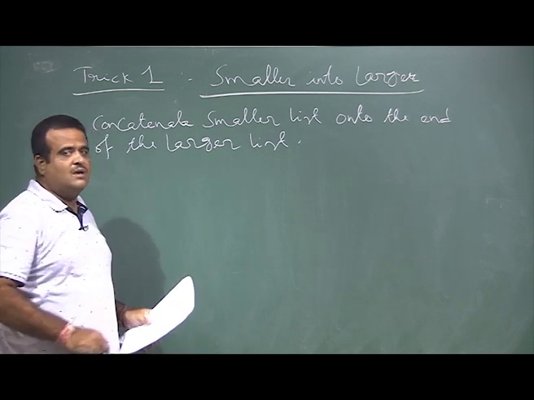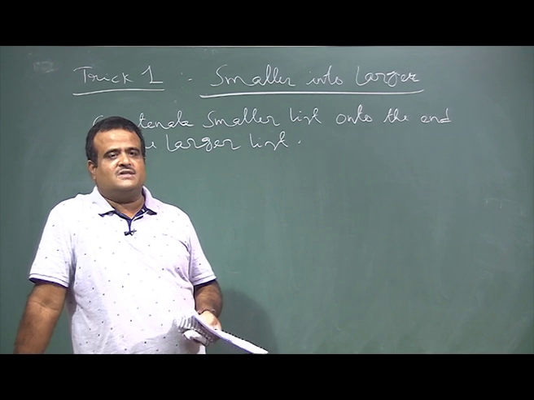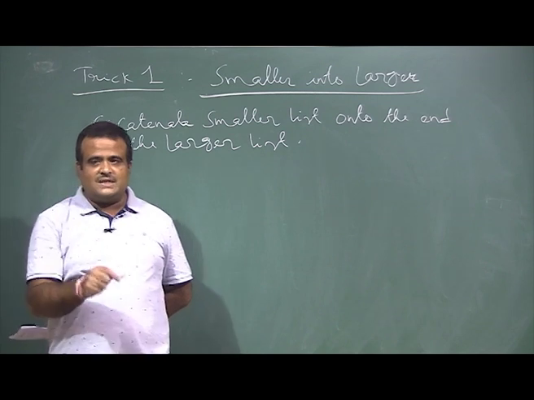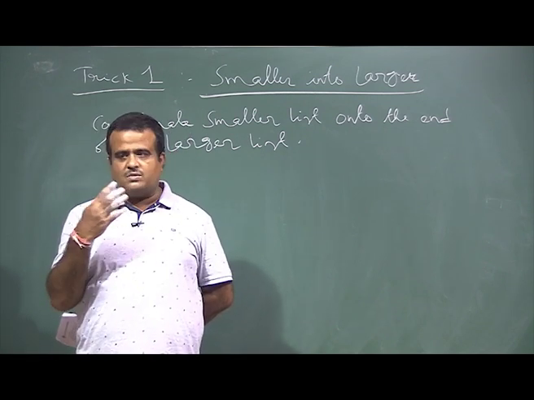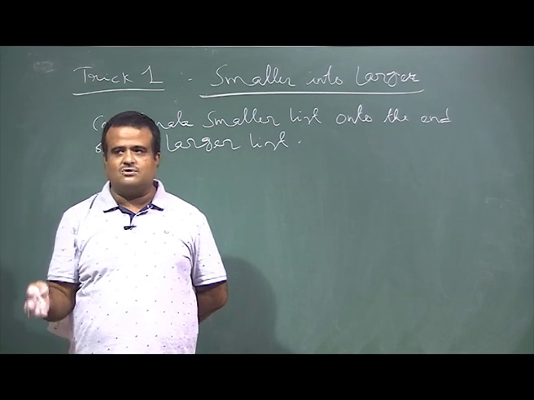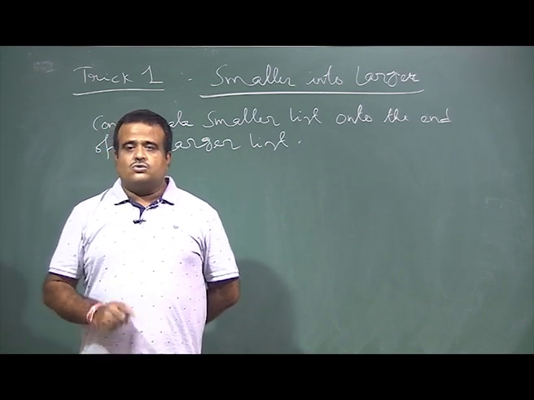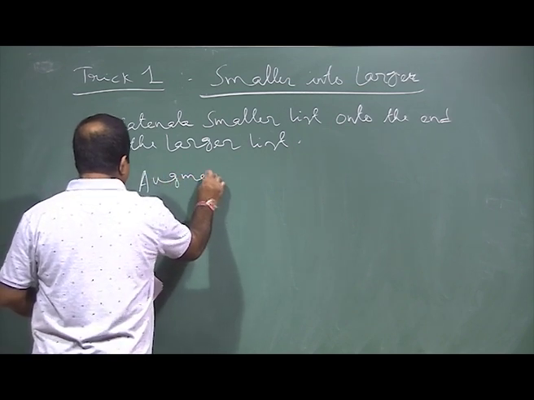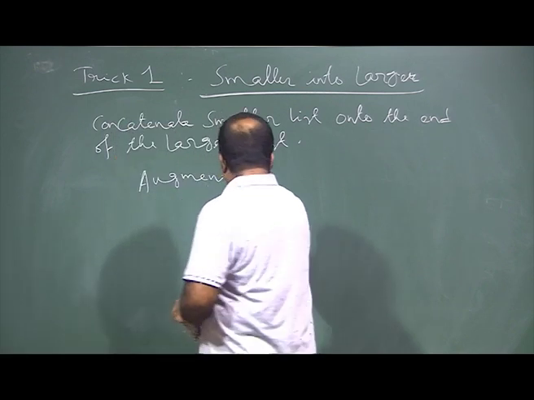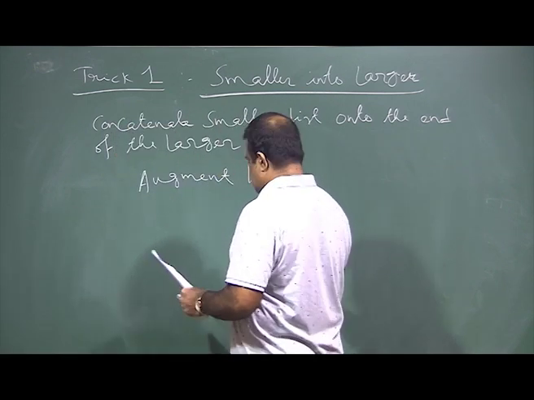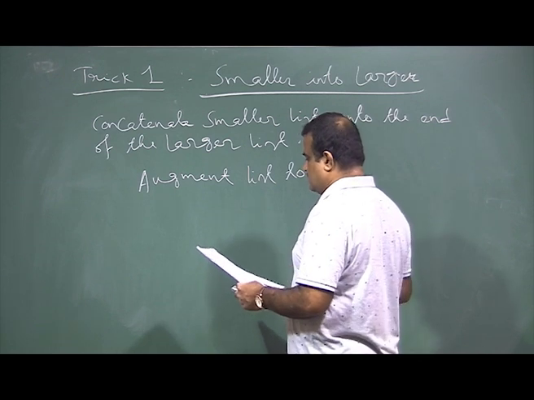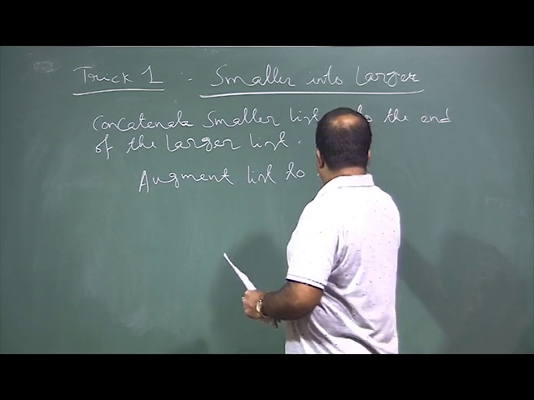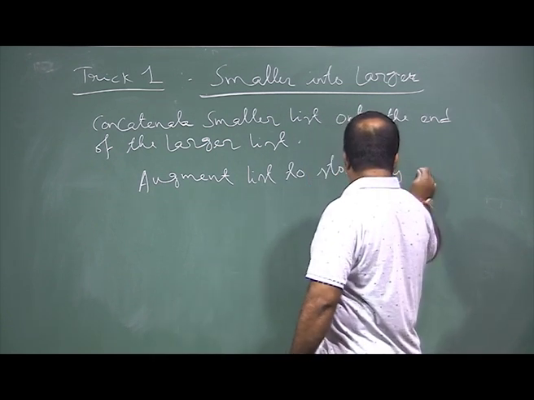Now the question is how we can decide which list is smaller and which is larger. Then we need to get the length of the list. If we have to calculate the length, we have to traverse the list, and that will again take linear time. To save that, we have to do augmentation again. We augment the list to store the size of the list, that is called its weight. Weight means the number of elements.